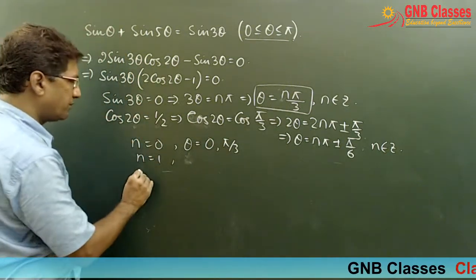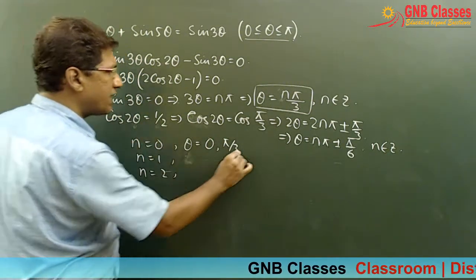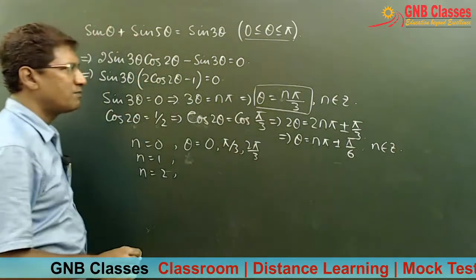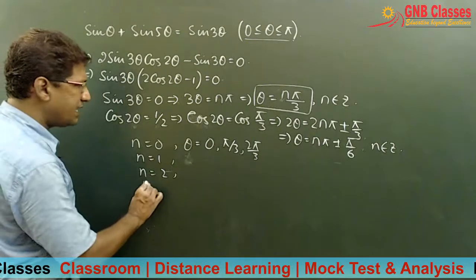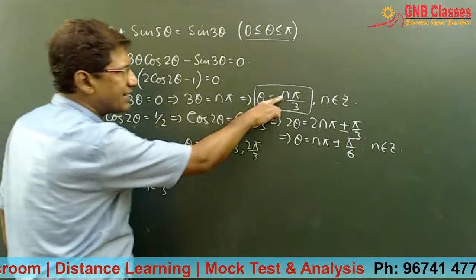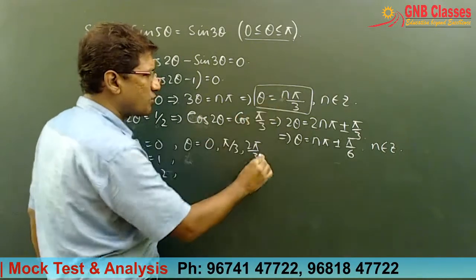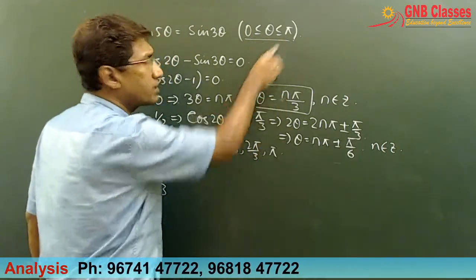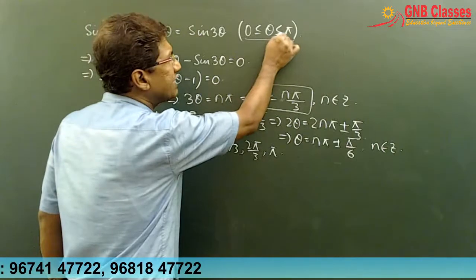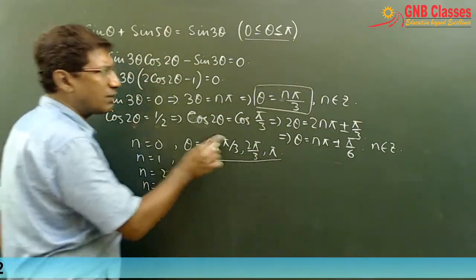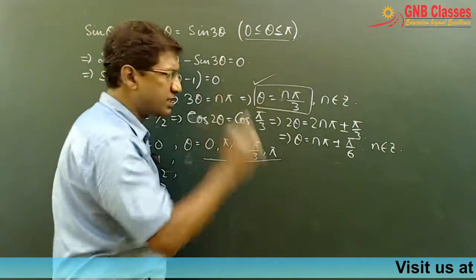Now if I put n equals 2, we are getting 2 pi by 3. Accepted? Because it is lying between 0 and pi. Now if I put n equals 3, in that case what we are getting? We are getting pi. Pi also falls within this range because pi is closed over here. Okay, so these are the 4 values that we got from the first equation.